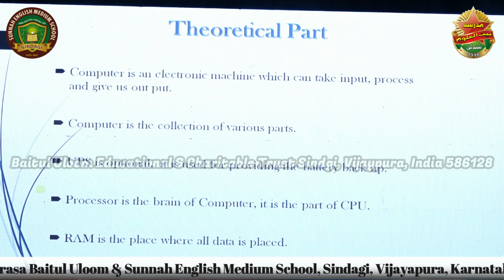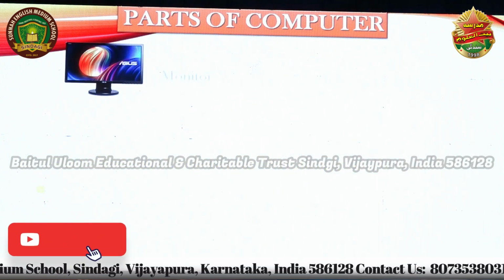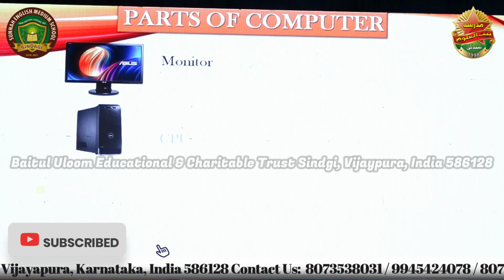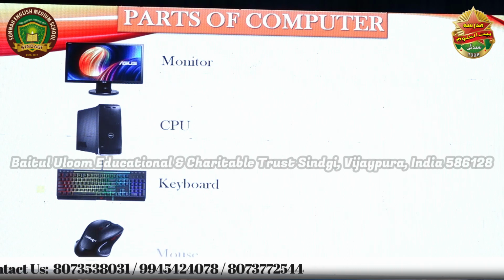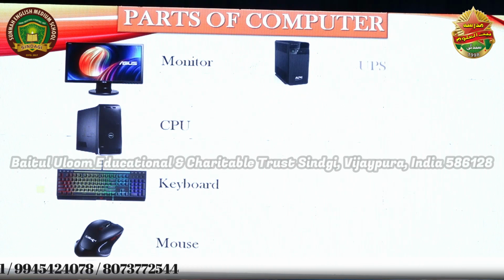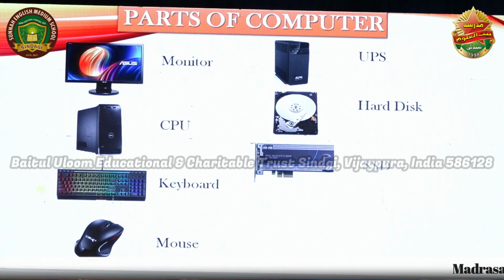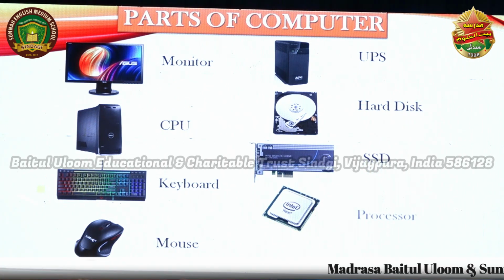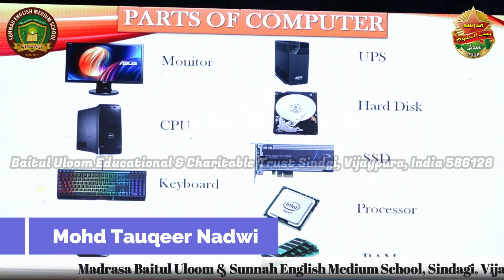And a computer is the collection of various parts such as monitor, mouse, keyboard, CPU, and UPS is optional, and it is used for providing battery backup. And the difference between hard disk drive and solid state drive is that the hard disk drive is very slow, whereas the speed and processing in a solid state drive is very nice.